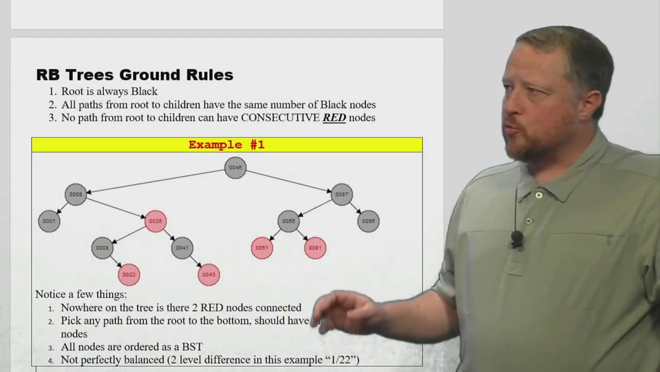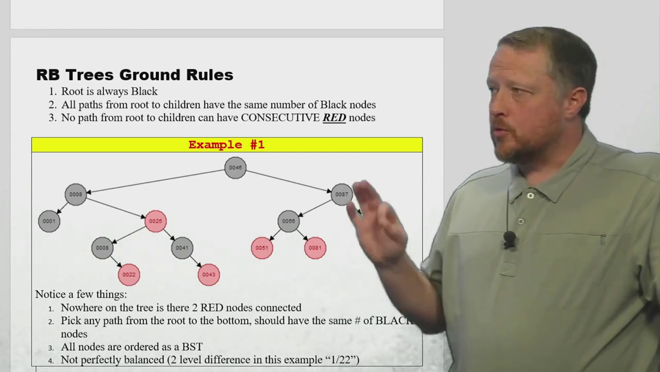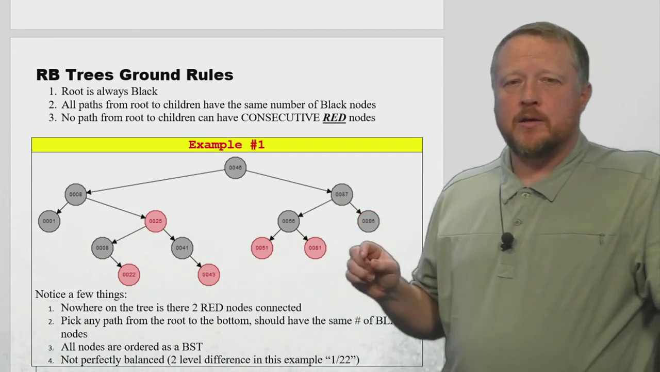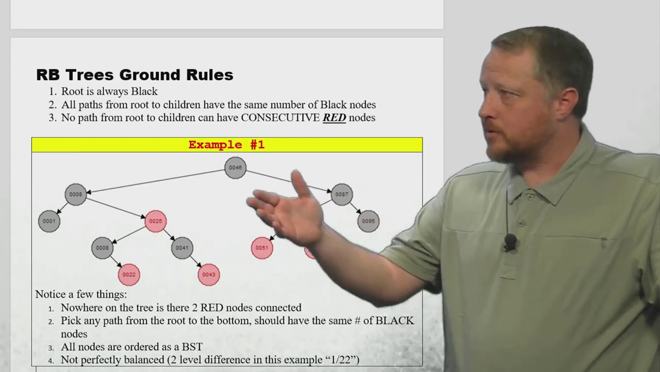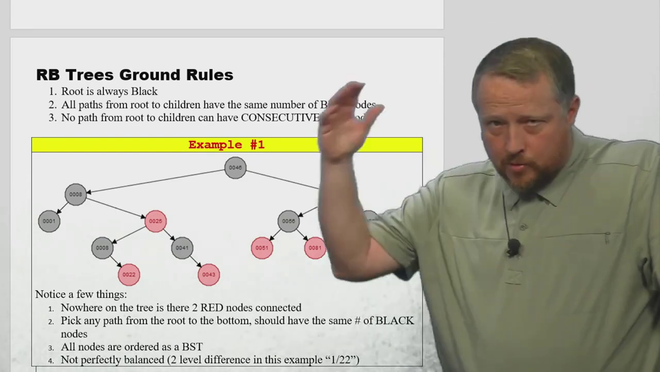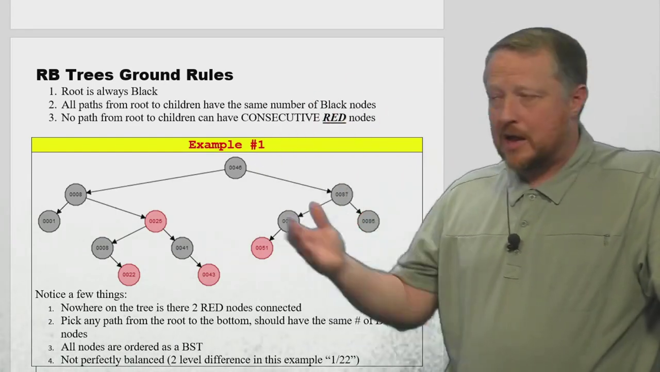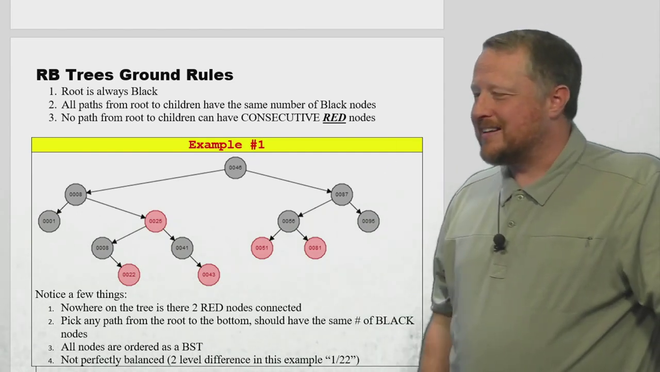So let's look at the red-black tree ground rules. Number one, the root is always black. By the way, there might be a time where we would do a rotation and then literally the root ends up red for just a split second. But then when the rotations are all done, it's literally turned to black. The root is turned to black no matter what, so bear with me. So root is always black.